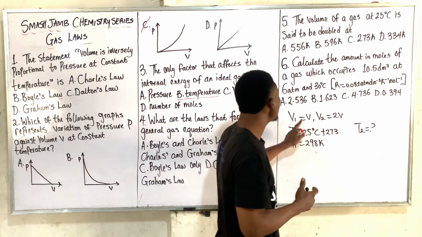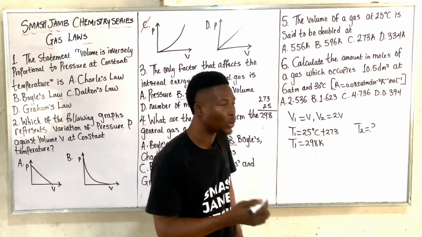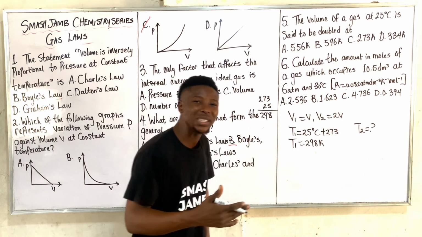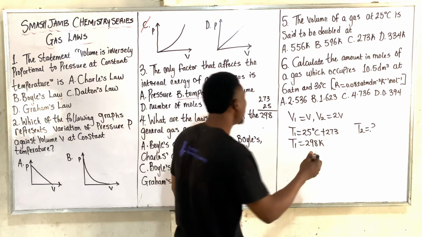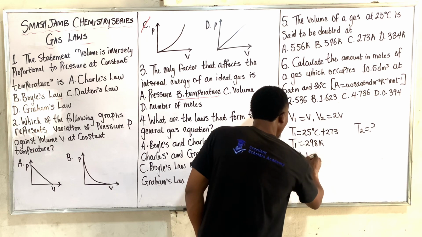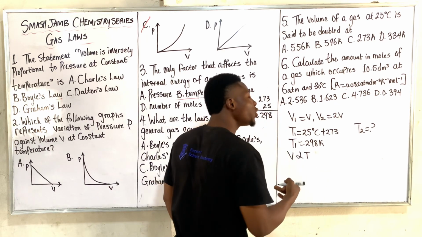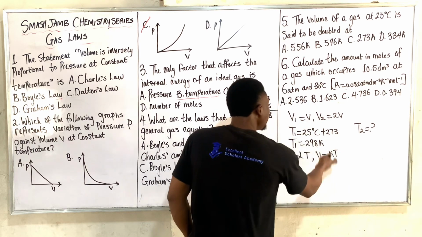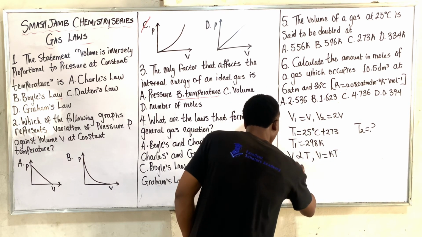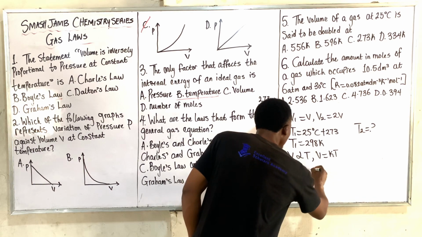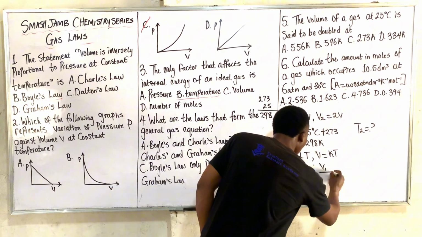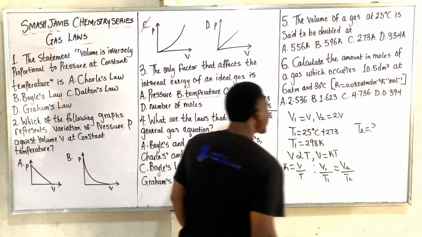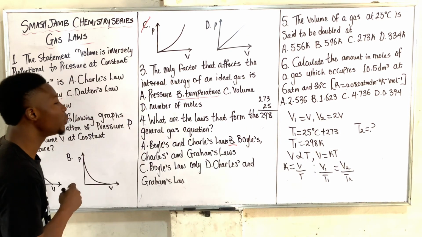Seeing volume and temperature, we're going to apply Charles' law. And Charles' law states that the volume of a given mass of a gas is directly proportional to the temperature, provided that the pressure remains constant, which gives V is equal to KT. Making K the subject of the formula, we have K is equal to V over T, which now gives us V1 over T1 is equal to V2 over T2.